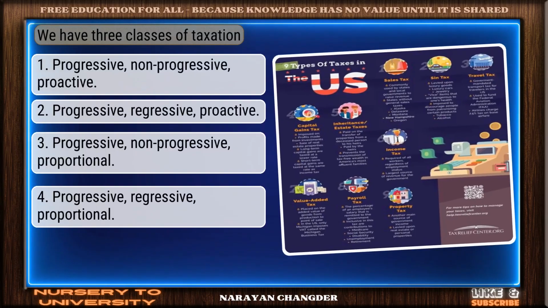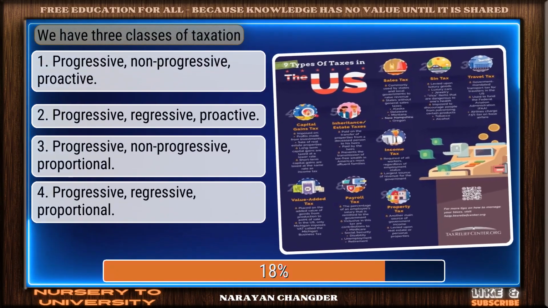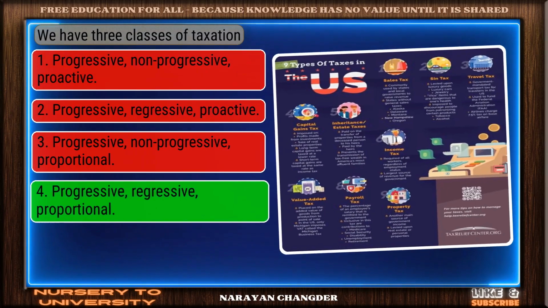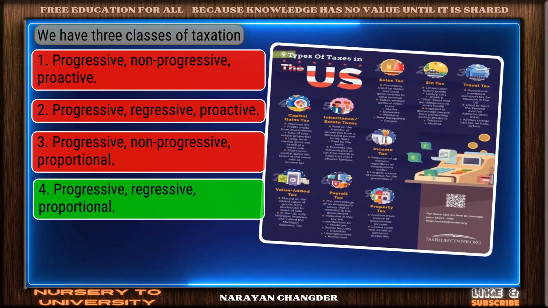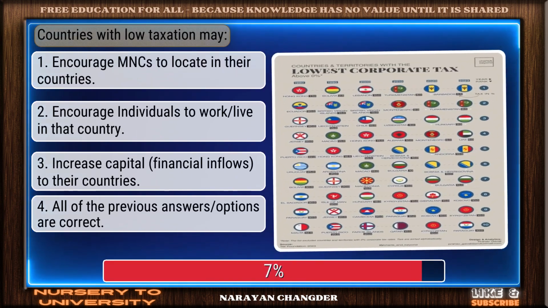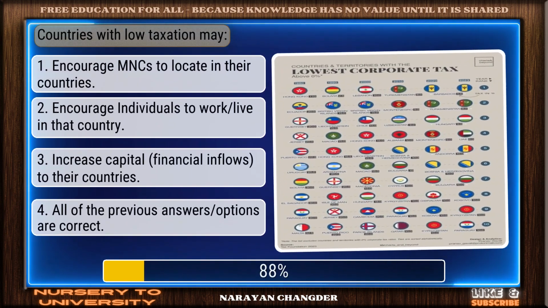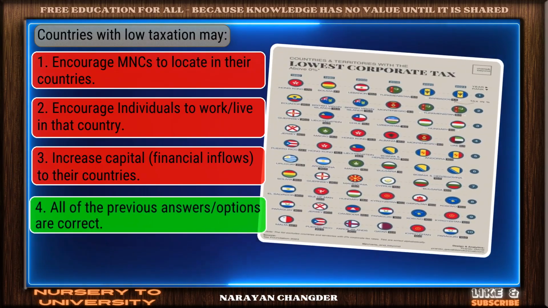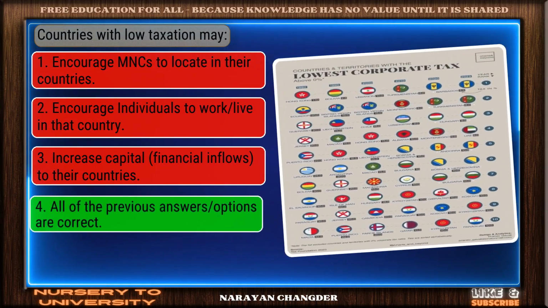We have 3 classes of taxation. Correct. Progressive, regressive, proportional is the right answer. Countries with low taxation may. Sharp thinking. All of the previous answer options are correct is the right choice.